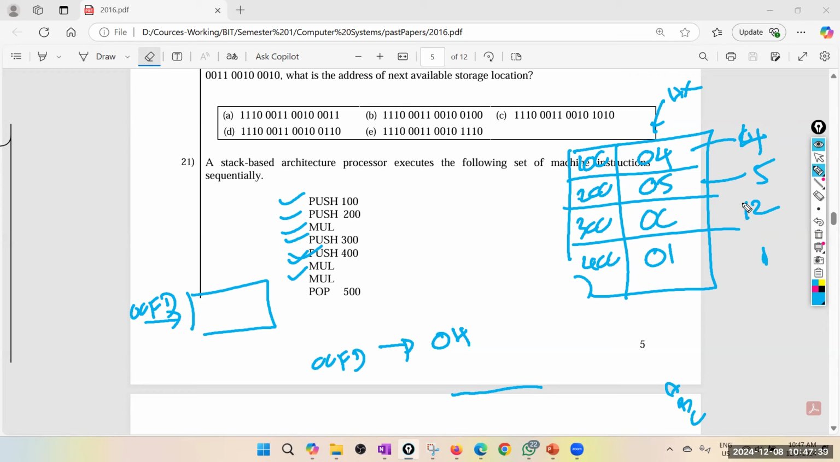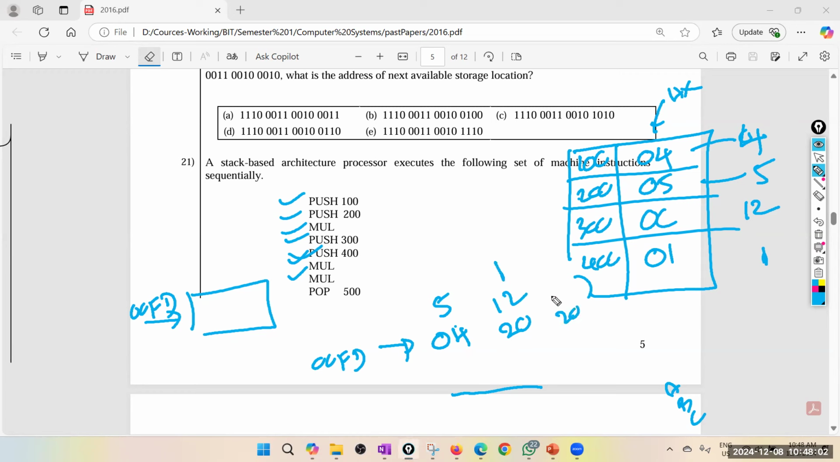Push 200, push 5 in base 10. Multiply. I'm only referring to base 10, but in reality it will be hexadecimal, right? So now it is 20 in base 10. And then push 300, that is push 12 in base 10. Push 400, push 1 in base 10. Then multiply, 12 into 1 is 12.